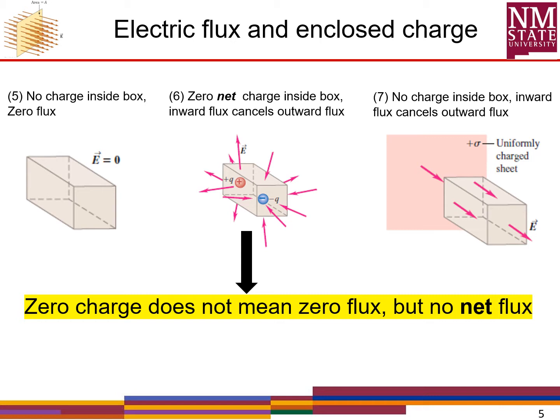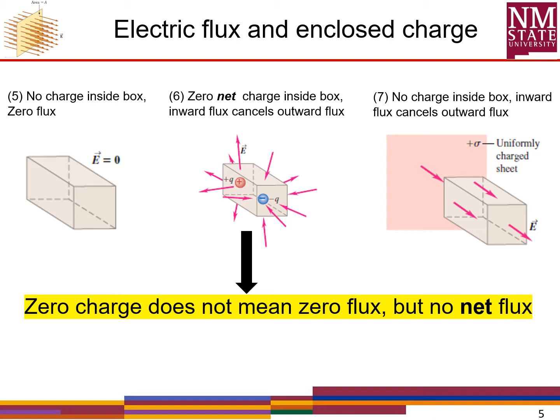But net charge 0 does not mean zero flux, because here you can see we have outward flux and we have inward flux. So zero charge does not mean zero flux, but no net flux, because the net flux is equal to 0 as the inward flux cancels with the outward flux. So that is very important.